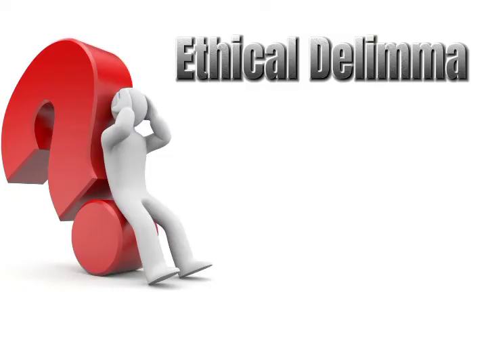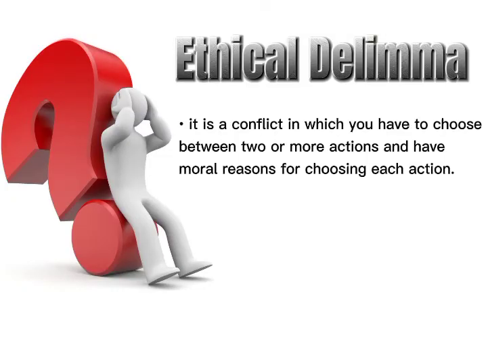According to your handout, an ethical dilemma, also known as a moral dilemma, is a conflict in which you have to choose between two or more actions and have moral reasons for choosing each action. What is common to the two well-known cases is conflict. In each case, an agent regards him or herself as having moral reasons to do each of the two actions, but doing both is not possible.